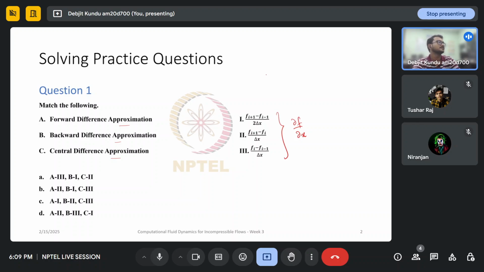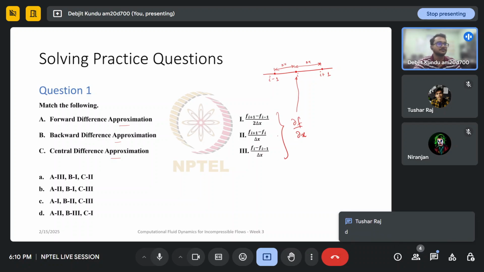So let's draw the template ones. Let's say we're trying to figure out this dou f dou x at this point. Let's call it point I. And we have two neighboring points around it. Let's call them point I plus 1 and I minus 1. And the physical separation between these points, the distance between these points, is uniform. It's delta x over here, delta x over here as well. So if we try to approximate dou f dou x, what would it be?